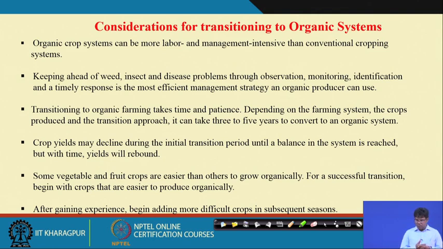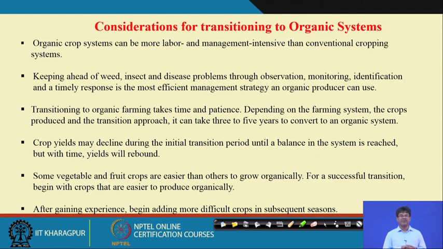Some vegetables and fruit crops are easier than others to grow organically. For a successful transition, begin with crops that are easier to produce organically. This is a very important point when we are going for transition to organic agriculture. Usually, what type of crop we should select is very important at the beginning of the transitions. So, during the beginning of the transitions, we should select the crops that require less nutrients.